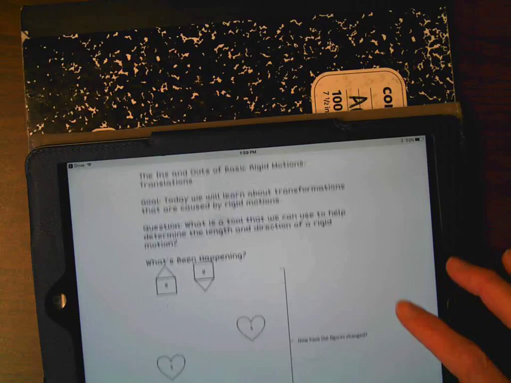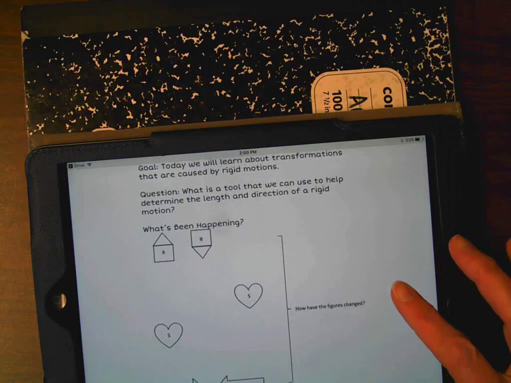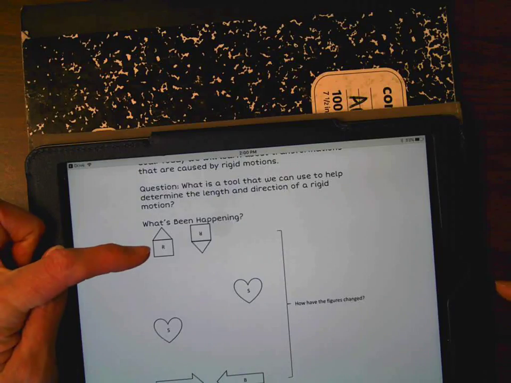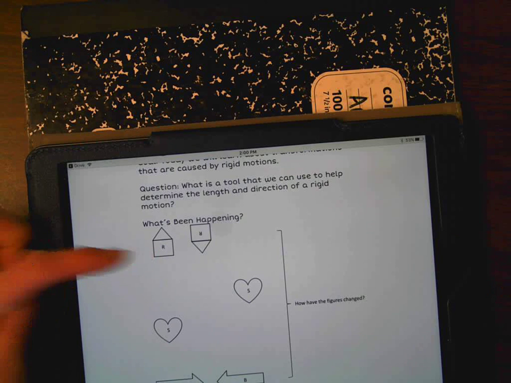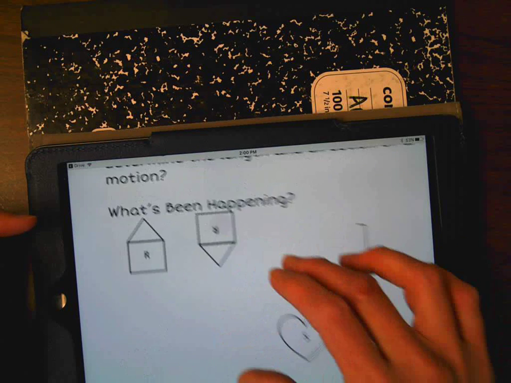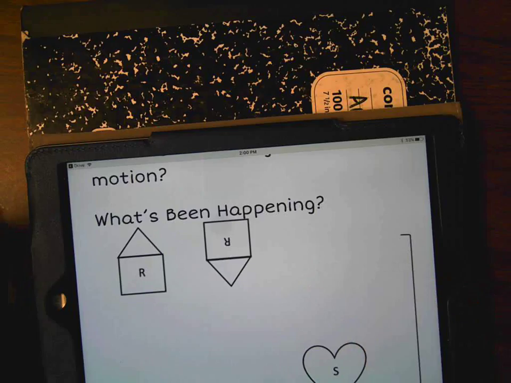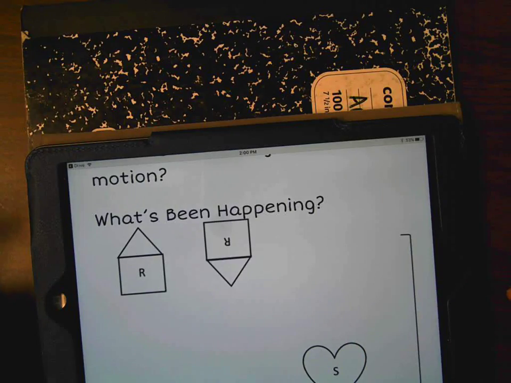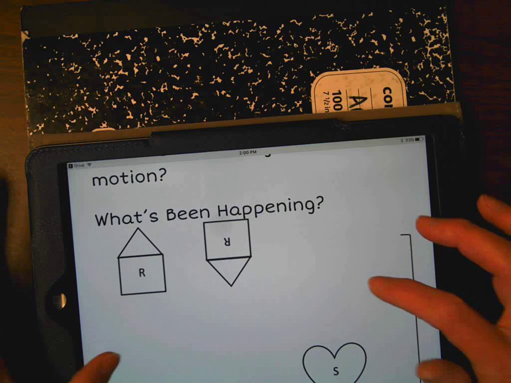All right, so to get started, I want you to take a look at what's happening. So we have a picture of a house here, and you notice when the house is standing a certain way, the letter R is written how we're used to seeing them. And then, all of a sudden, some kind of transformation happened, and now our figure looks different. Okay, so I want you to think about that. What would have happened? What do you think we did to that?